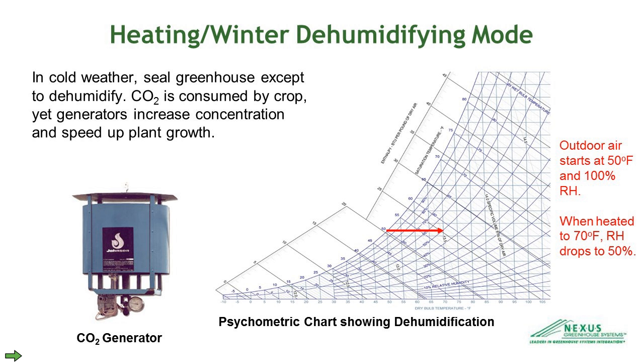So in this case, we have 50-degree outdoor air at 100% relative humidity. So picture western Washington State during the wintertime where it's raining, and a lot of people think that you can't grow a successful crop up there.